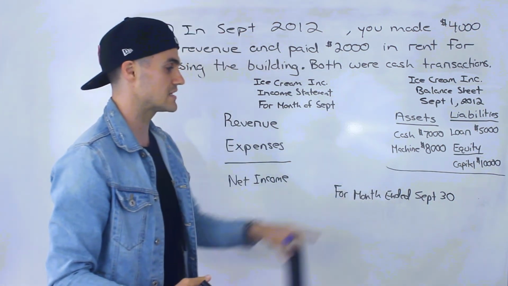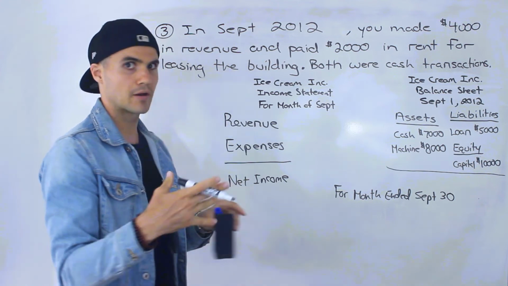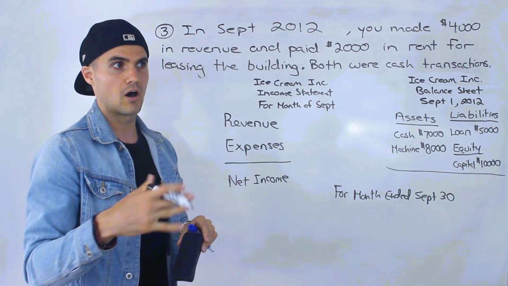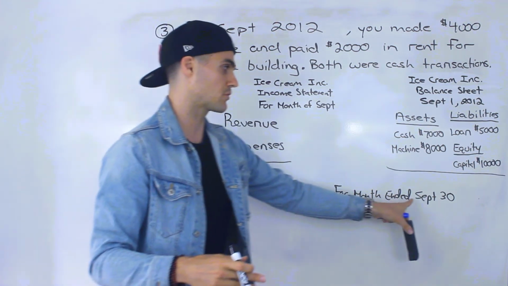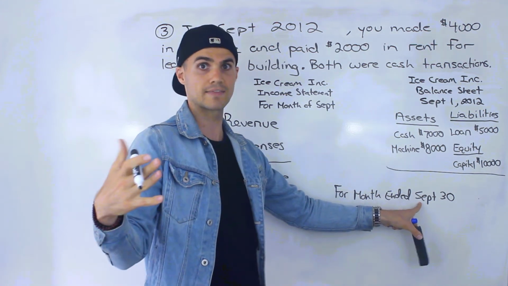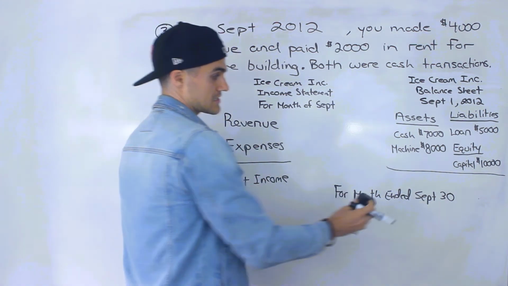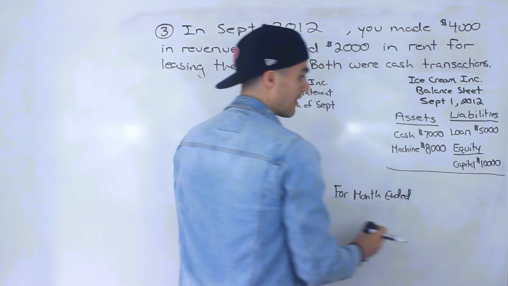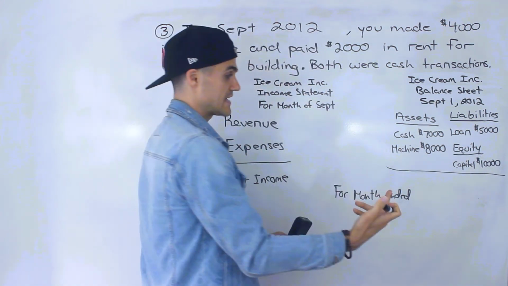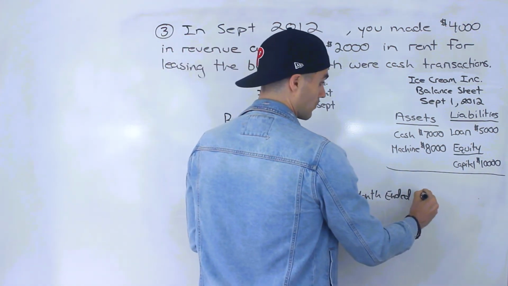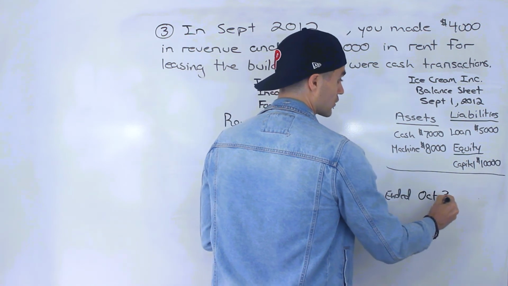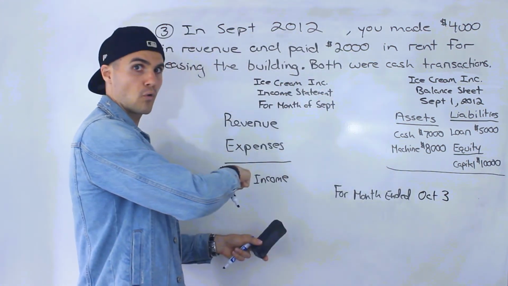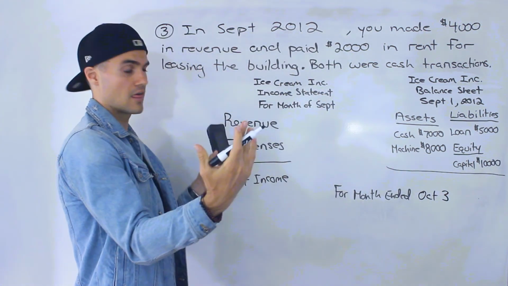The reason why they do this is because sometimes periods aren't going to end on a nice date. Notice that September 30th, that's right at the end of the month, but sometimes companies can maybe end their months on the third day of the next month. So this could be for month ended October 3rd. So from September 4th to October 3rd, that would be a month.